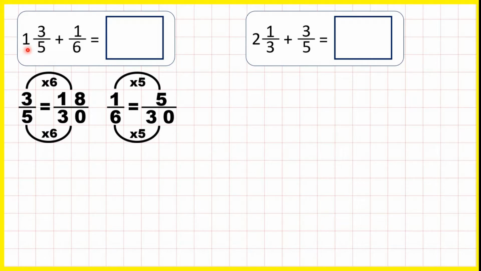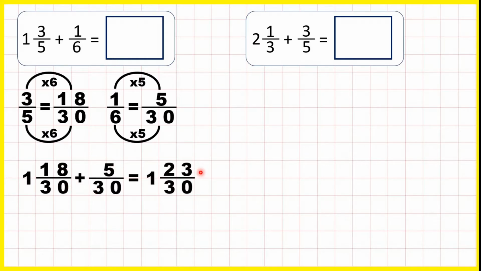So instead of 1 3/5, we can have 1 and 18 over 30, and instead of adding 1/6, we can add 5 over 30. So the 1 whole stays the same, we keep the denominator of our fraction the same, and 18 plus 5 is 23.